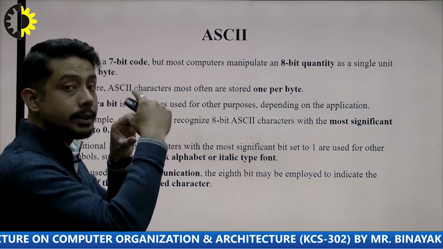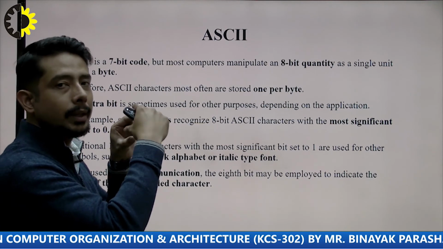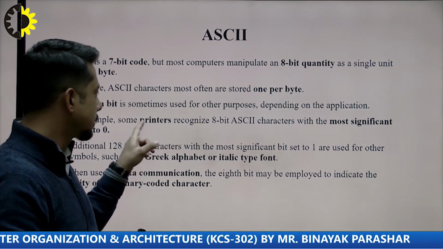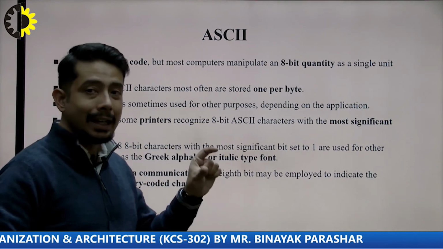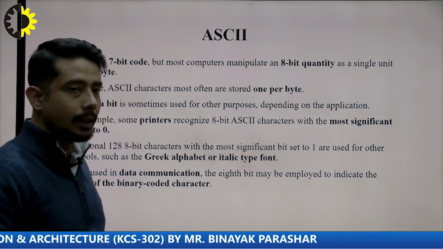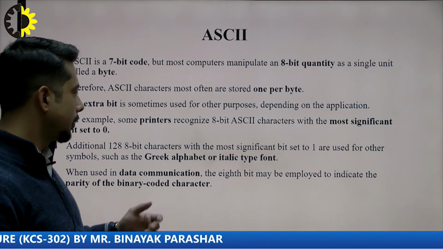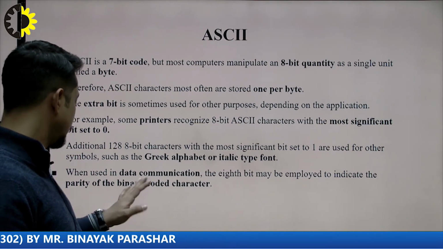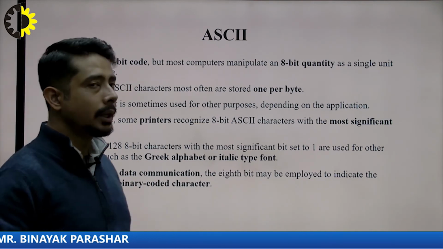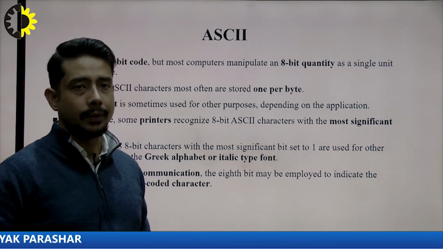Is taken as 0. That means it will become B8, because some of the printers recognize 8-bit ASCII characters. Got it? Next comes the additional 128 characters we use. So I think this is all done. We have already discussed these points. So this is all about your peripheral devices.